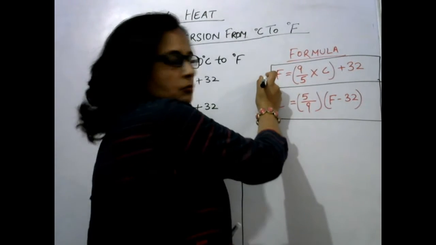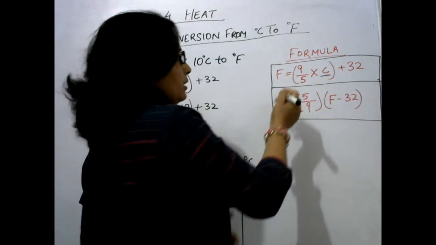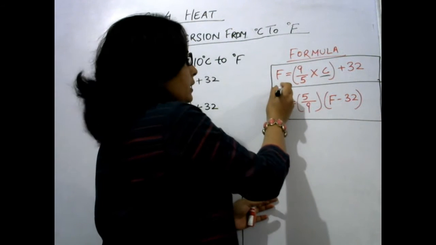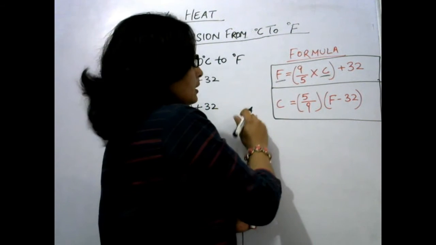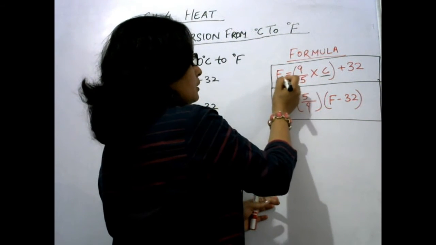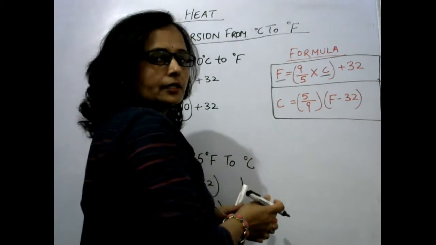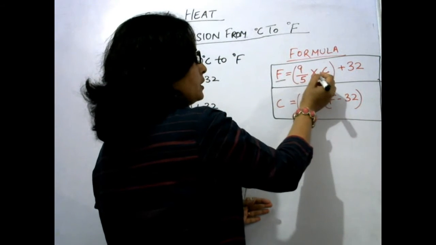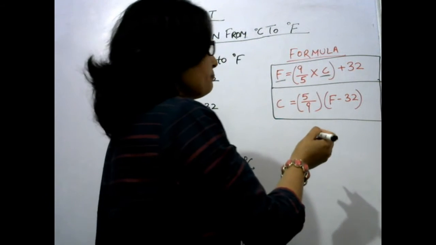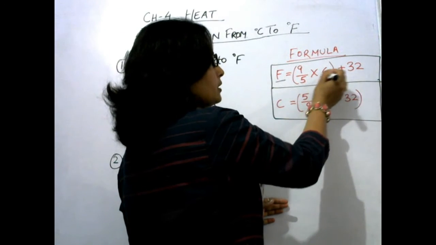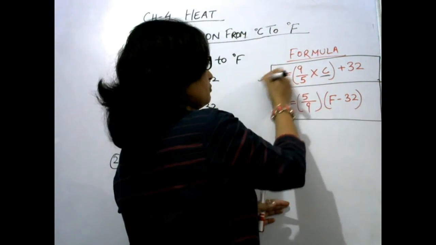Look at the first formula. If we have some given temperature in degree centigrade, then we can calculate how many degrees Fahrenheit it will be. For that, the formula is: if we have to measure degree Fahrenheit, then the formula is 9 upon 5 multiplied by the degree centigrade, the reading of the centigrade scale, plus 32. And this is the first formula.